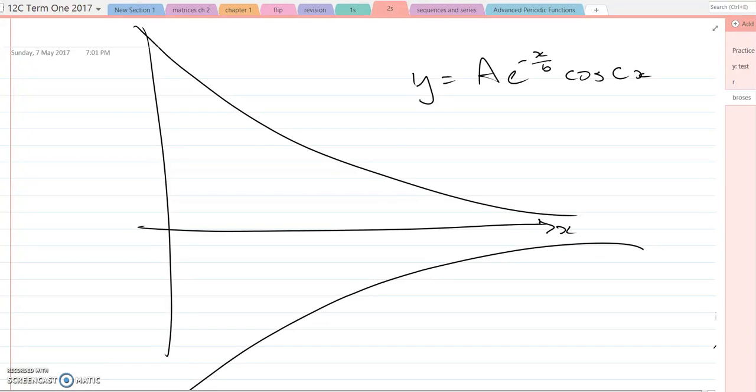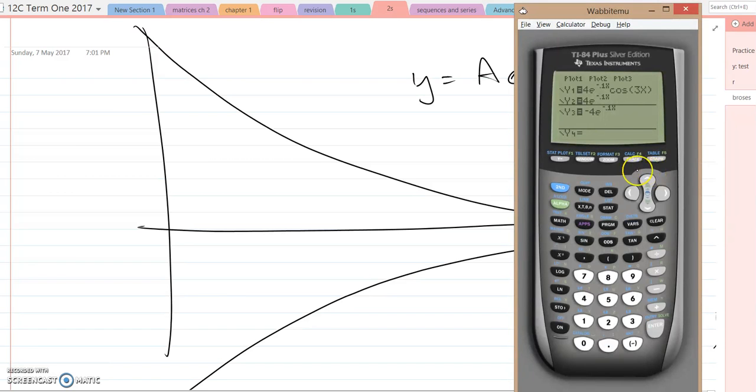Alright, damping function. Here on the calculator, I've put in a damping function 4e to the minus 0.1x times cos 3x. And I've also put in just the exponential and the negative exponential. And have a look at what this looks like. So the combined is a cos curve that's going smaller along the shape of an exponential.